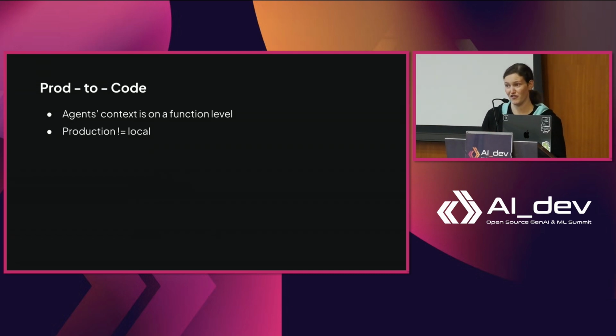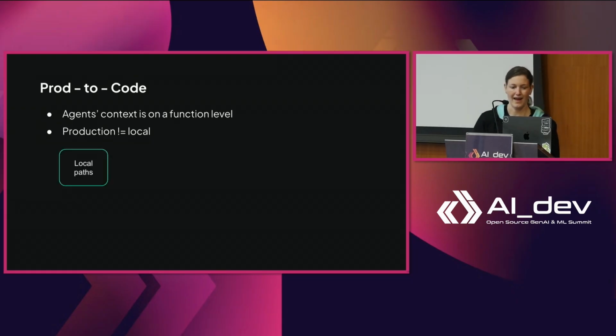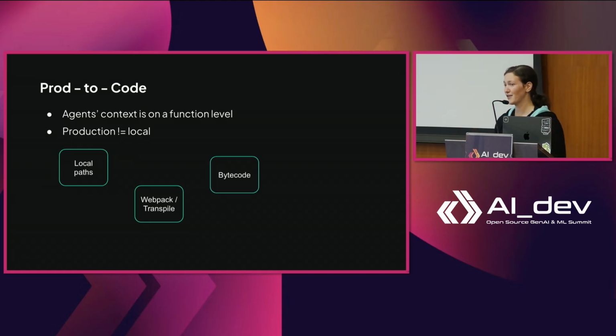But in production, those functions are slightly different than what is seen on my local computer. Especially if we're talking about interpreted languages like JavaScript or Python, we have local paths that could be different per user. We have webpacks and transpilation and other horrible, horrible things that happen to my code. There's bytecode that loaders or compiled languages use, and there are specific branches that might act differently. So just being able to understand how that function behaves in production is not an easy task.